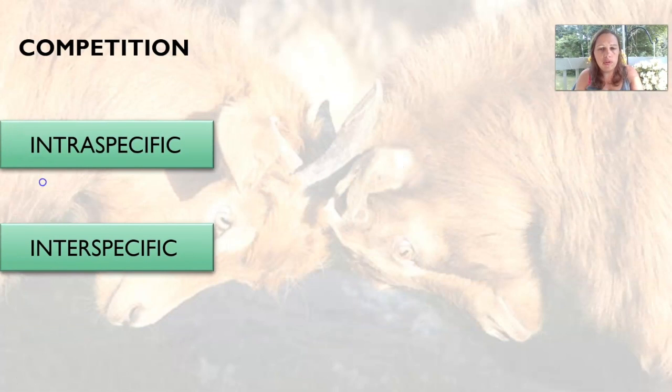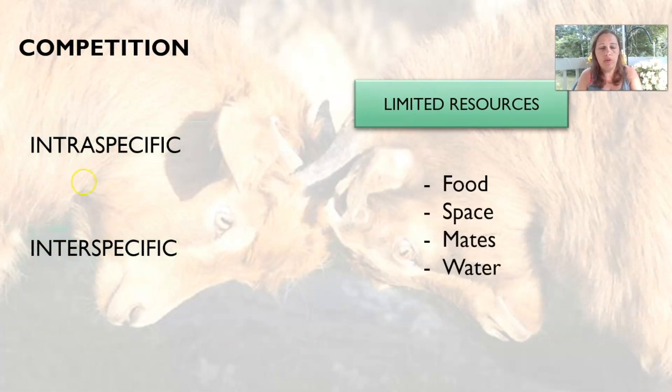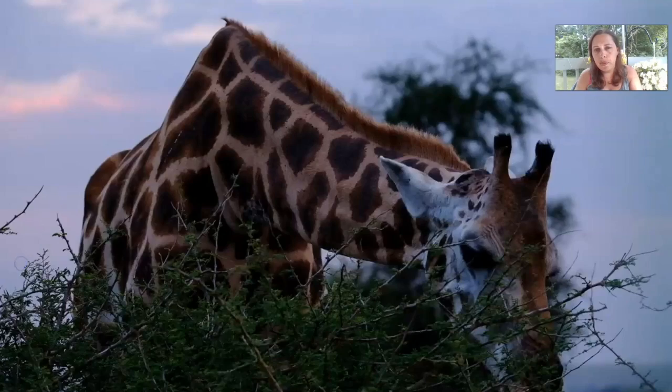These limited resources can include food, space, mates, or water like we see at the watering hole. It's not specifically meaning I'm going to fight you for mates. It could be all different kinds of things, anything that's limited in that specific environment.